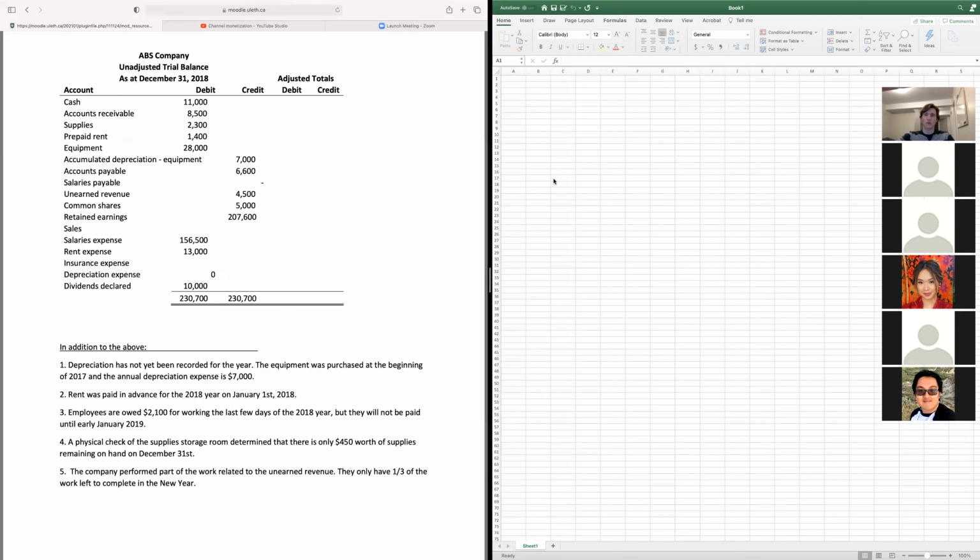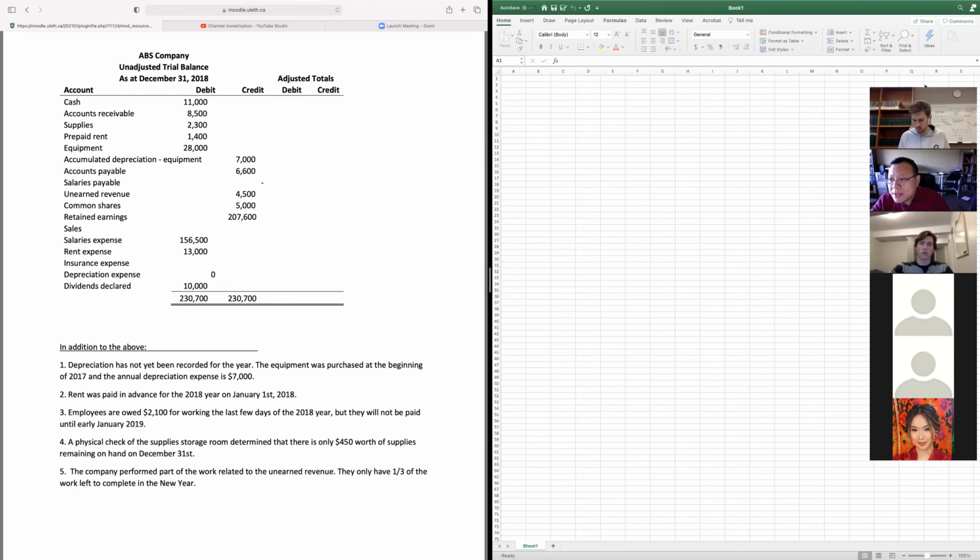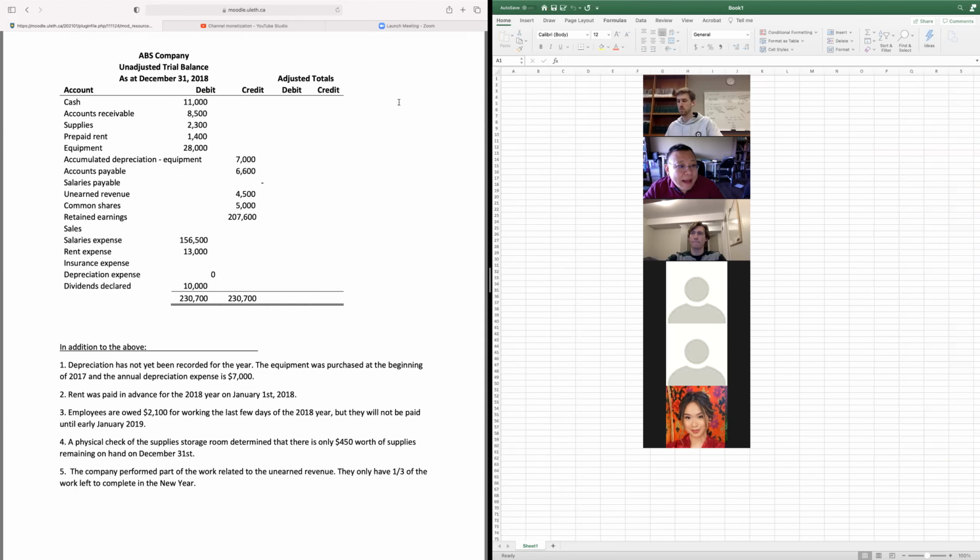Okay, so this is a question. You were given this question about this ABC company's unadjusted trial balance, as of December 31st, 2018. So you have these accounts, right? These are the names of accounts with the balance. This shows you the name of the accounts and the balance, whether it's debit or credit.